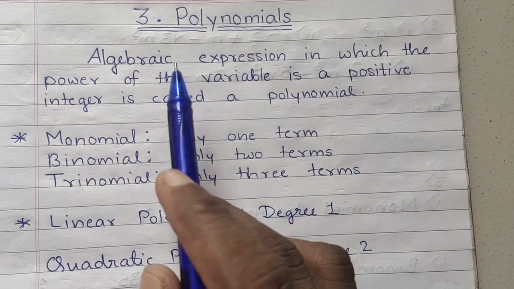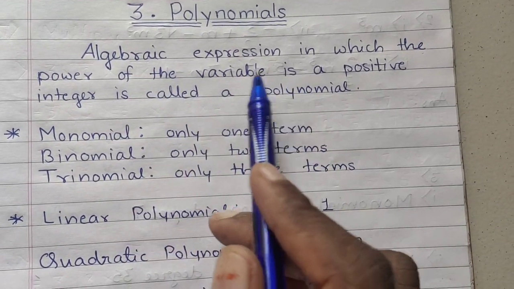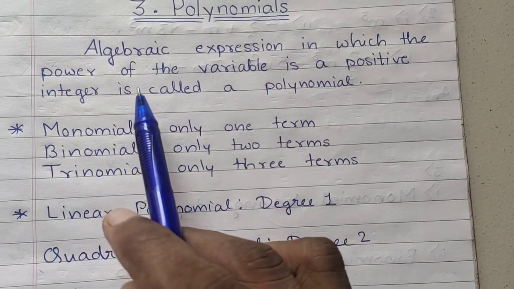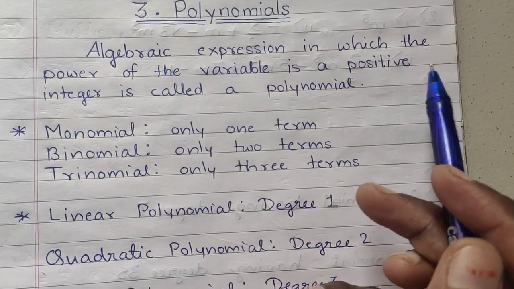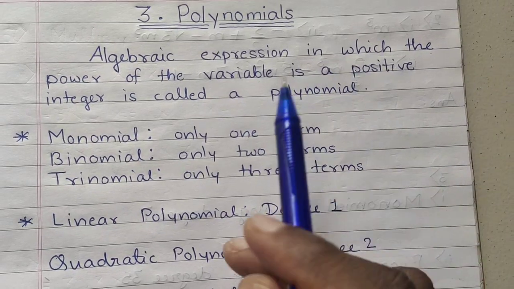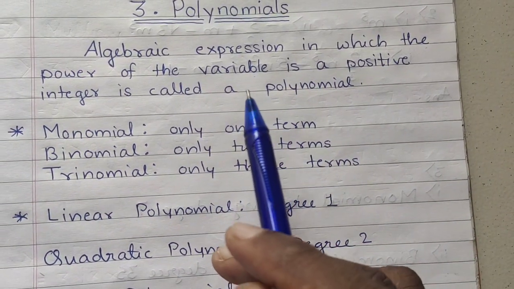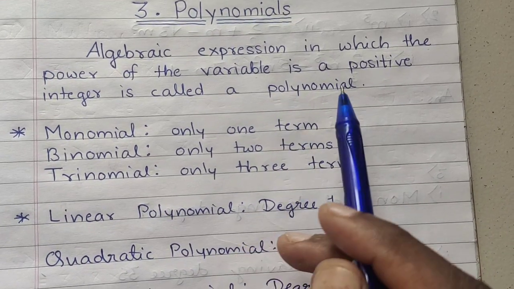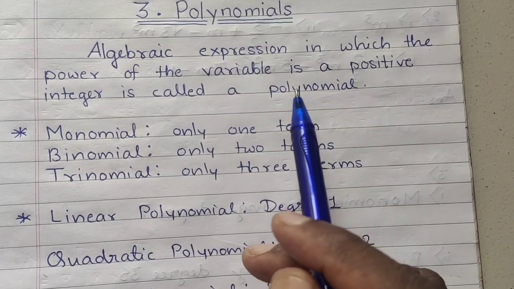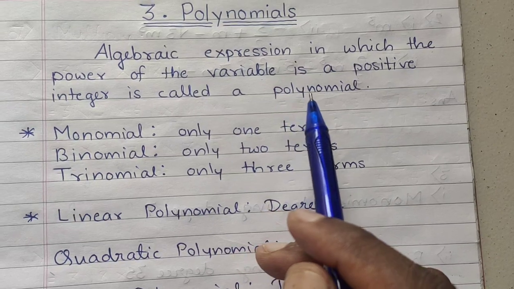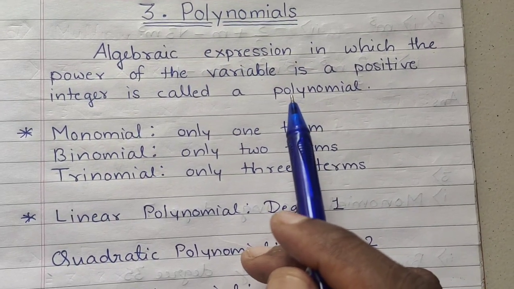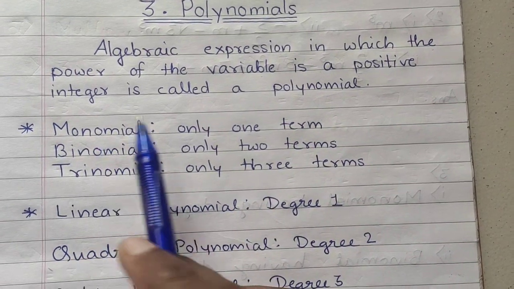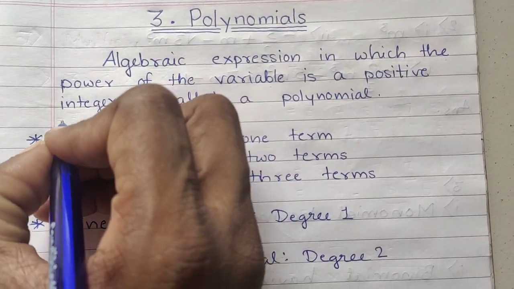So your power of the variable should be a positive integer. Positive integer means 0, 1, 2, 3, 4 and so on. So your power should be only this, that is 0, 1, 2, 3, 4, not a fraction or negative number. If your power is a fraction or negative number, then you will call that not a polynomial. Now let us see some examples first.